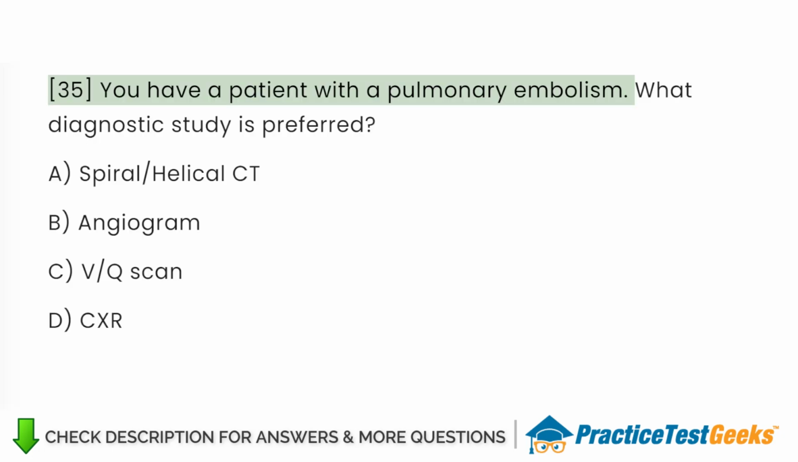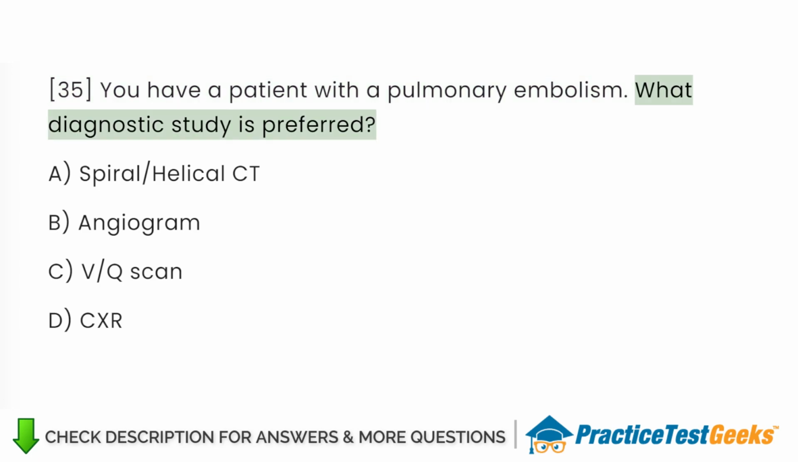You have a patient with a pulmonary embolism. What diagnostic study is preferred? A. Spiral helical CT. B. Angiogram. C. VQ scan. D. CXR.